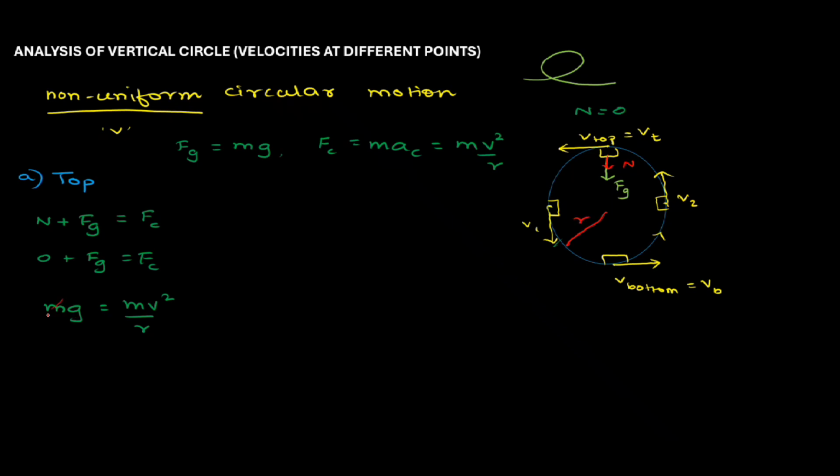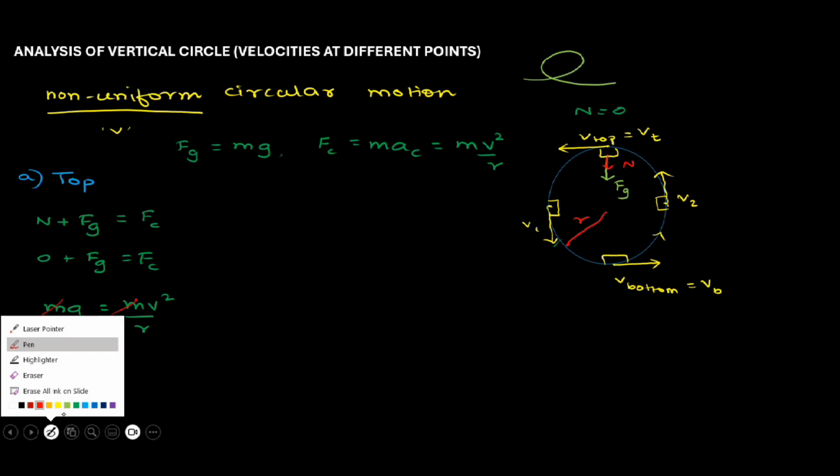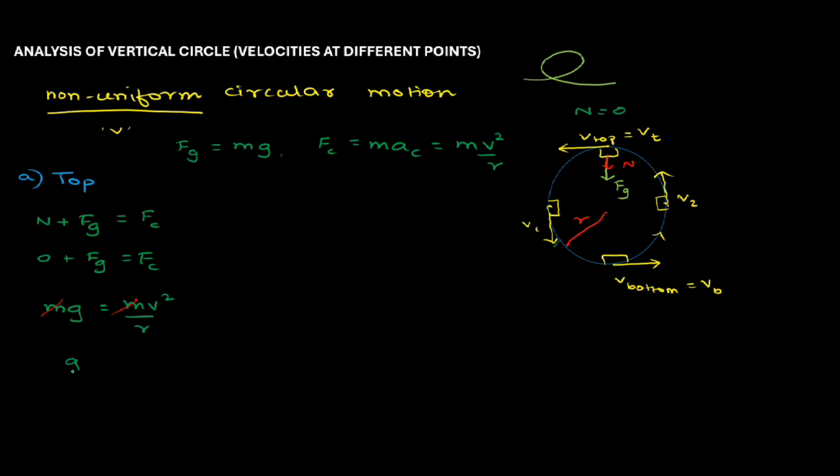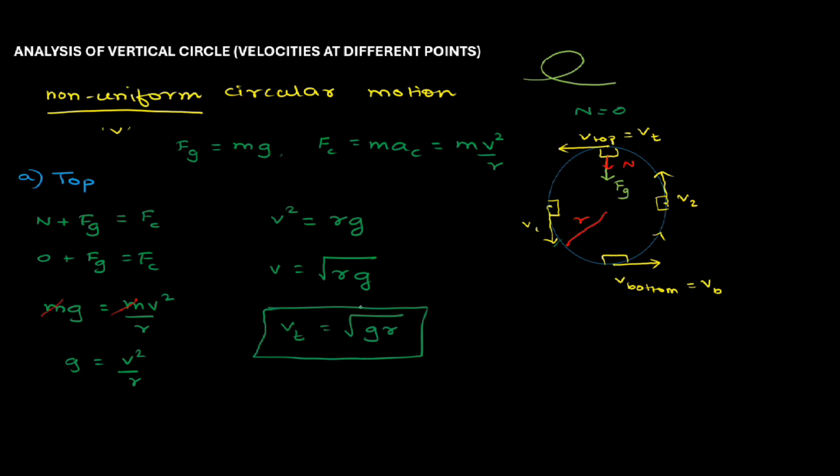Now we can cancel off the m over here and rewrite as g equals v squared over r. Rearranging the terms, I will multiply by r on both sides. So we get v squared equals r times g. Take the square root to find v. v will be equal to the square root of rg. Or we can also write v on the top, vt equals the square root of g times r. So this is the magnitude of linear velocity v at the top of the vertical circle.